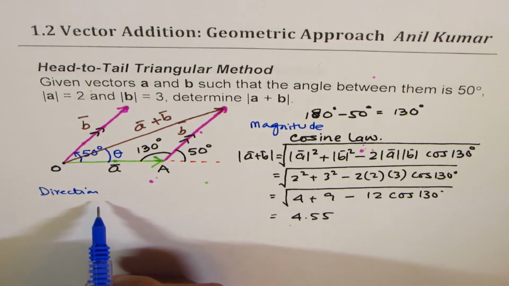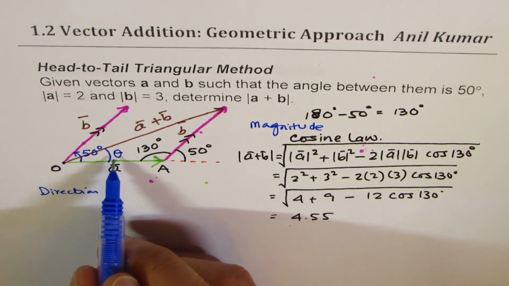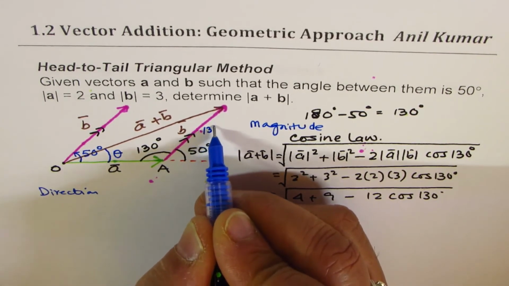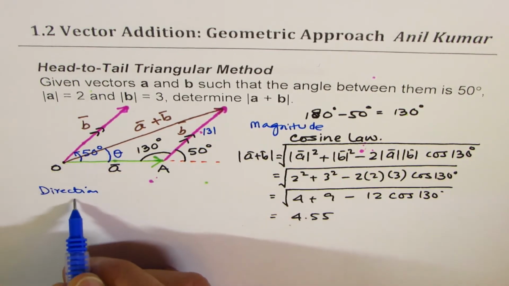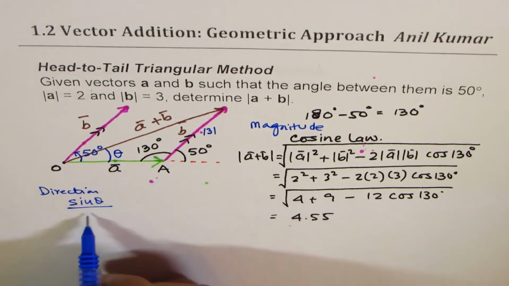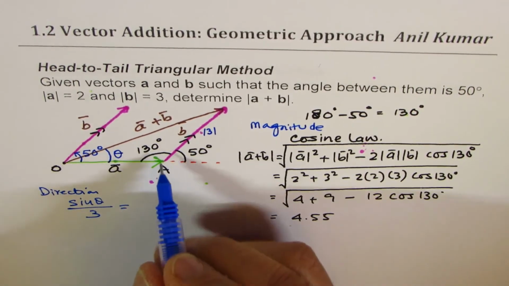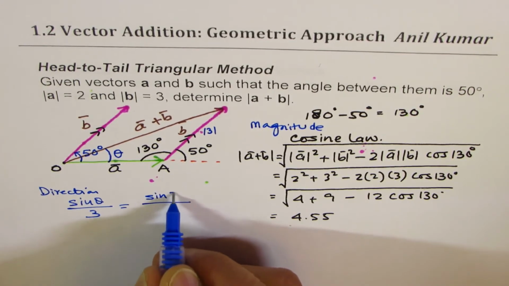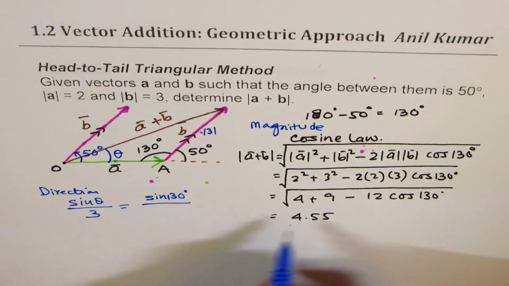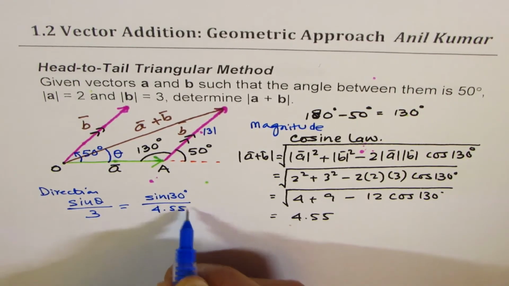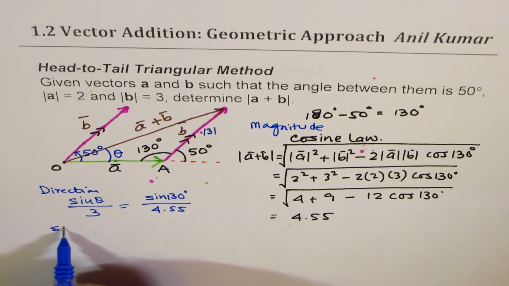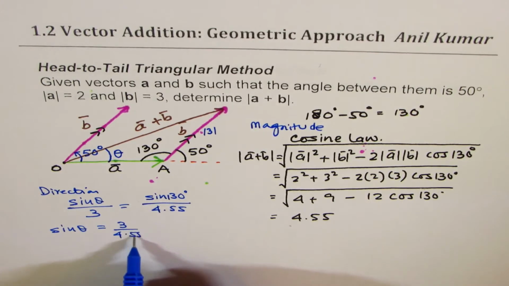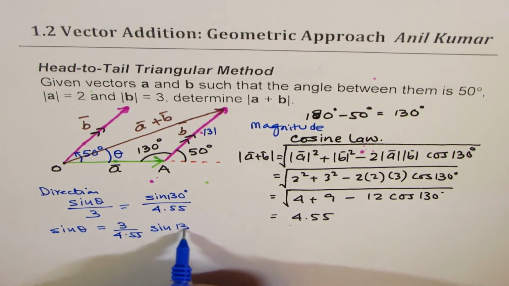And now we are going to apply the sine law. We know we want to find this angle theta. We know B magnitude is 3. Okay. So in that case, sine theta over 3 is equal to A plus B is 4.55. So sine of 130 degrees over 4.55. Is it okay? So that is how you can find. So sine theta is equals to 3 over 4.55 sine of 130 degrees, right?